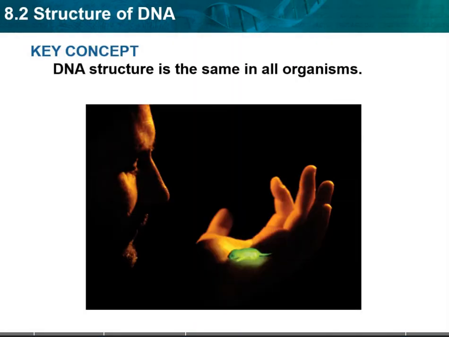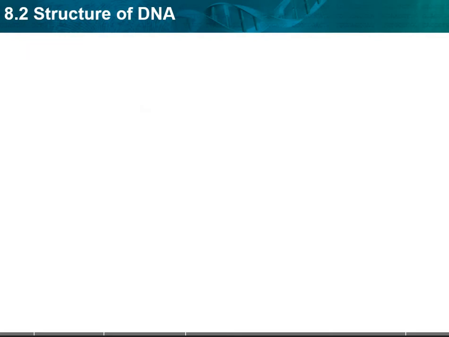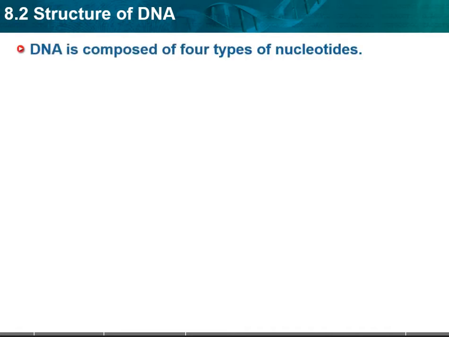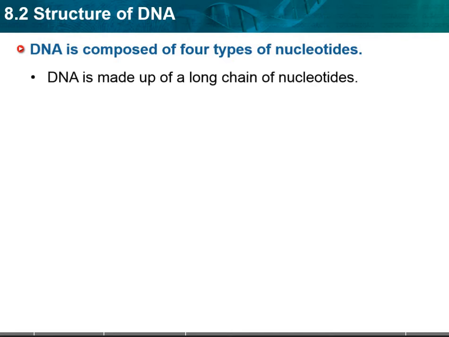In section 2, we are looking at how they discovered the structure of the DNA molecule. So DNA is composed of 4 different types of nucleotides. These nucleotides, once again, are the monomers that make up DNA, and they arrange themselves in long chains. Each nucleotide has 3 parts to it.